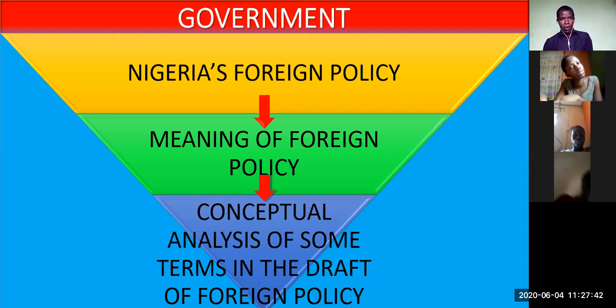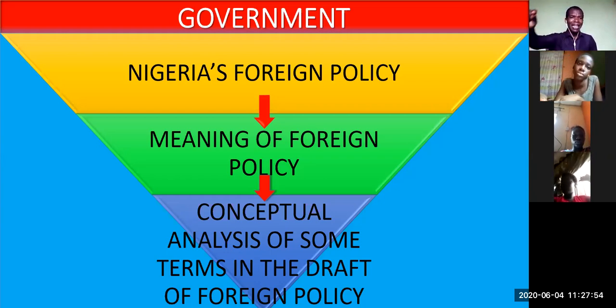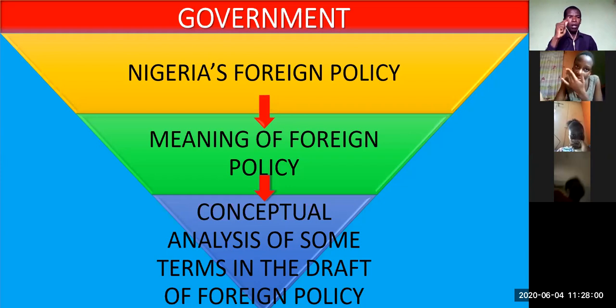If we are now taking it to the international system, if Nigeria should make a kind of policy and that policy cannot be achieved within the territorial integrity of Nigeria, so that Nigeria will need to interact with other countries in the world to achieve the policy, that policy becomes a foreign policy.